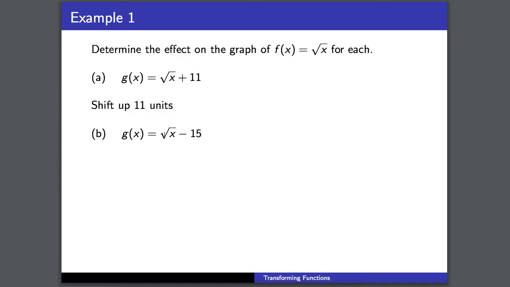For part B, g of x is the square root of x and then minus 15. Well, this one is just going to get shifted down 15 units. So if it's outside subtraction, it's moving down that many units.